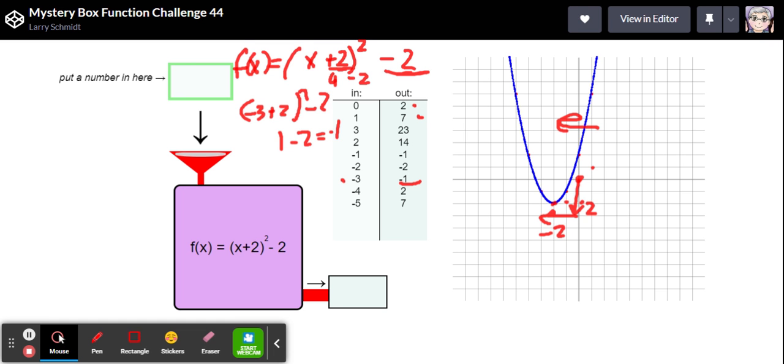Well, how did that one go? Were you able to see that this was a parabola? Did you get this pretty complicated equation?